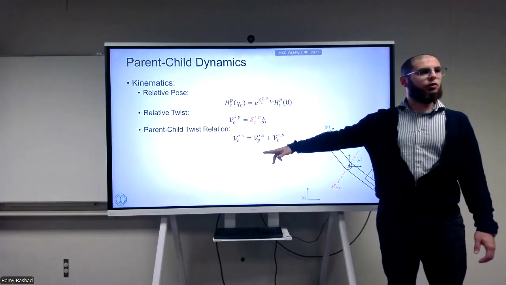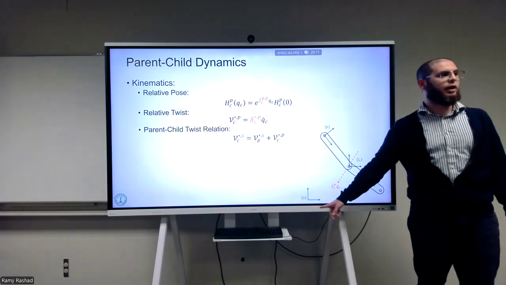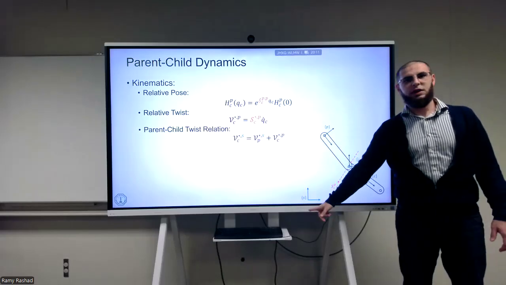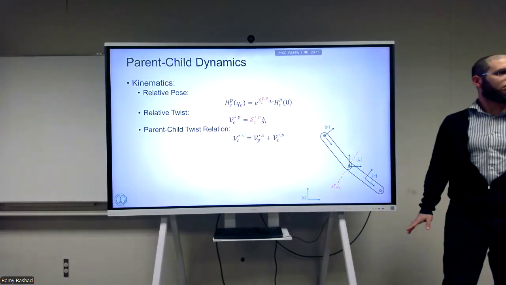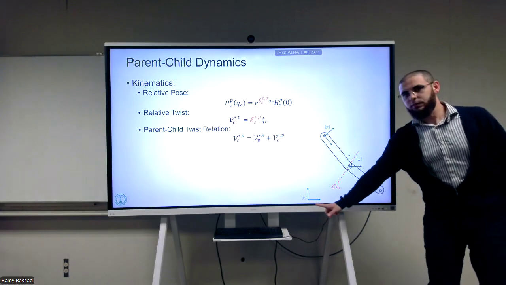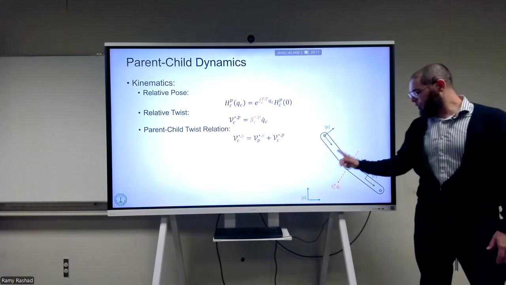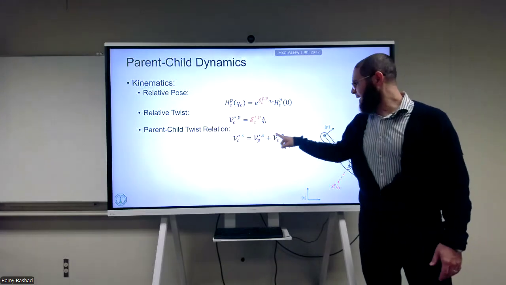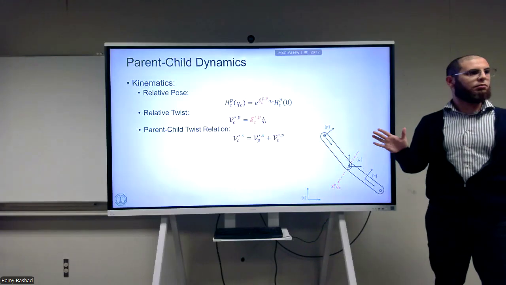Now, this is a very easy formula to show: the child twist relative to some fixed frame is equal to the parent twist relative to the fixed frame plus the child with respect to the parent. Make sense? So how this one is moving is this. The twist of C with respect to S is equal to P with respect to S plus C with respect to P. You see how these two match together, so you're left only with C with respect to S. And they're all expressed in the same frame, right? Make sense?